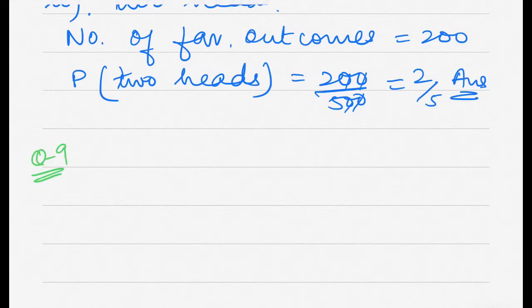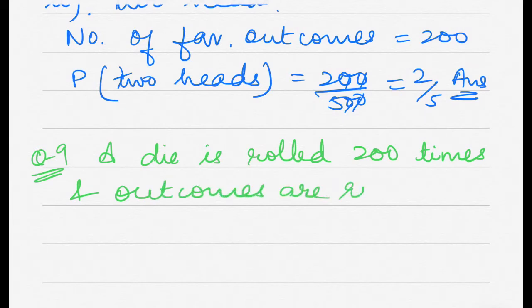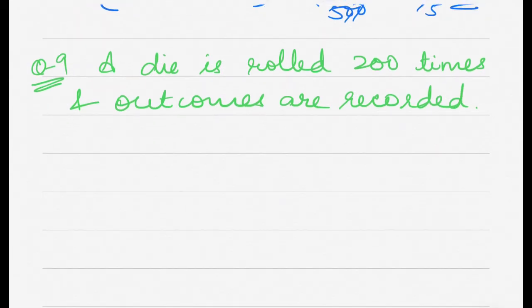Now one more 2-mark question, question number 9. A die is rolled 200 times and the outcomes are recorded. The outcomes are given in a table, so let's move to this table.